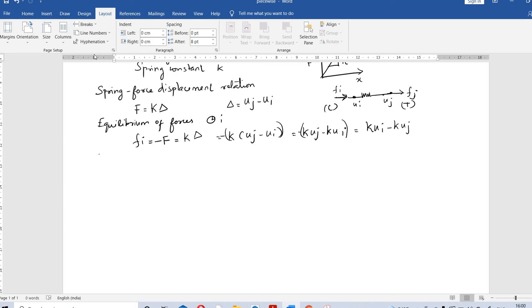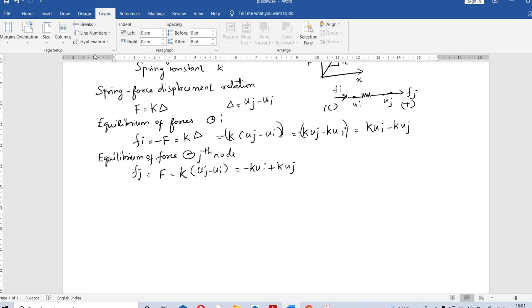Same, the equilibrium of forces at the jth node. The jth node is subjected to tensile force. So Fj is equal to plus F, that is K into Uj minus Ui as it is. So that is minus Kui plus Kuj. I am keeping the ith node as the first component. So minus Kui plus Kuj.